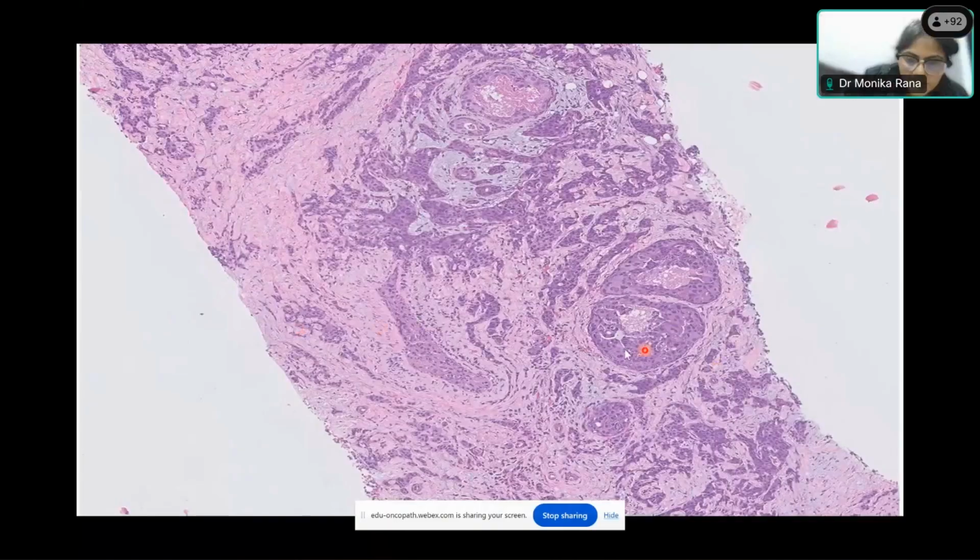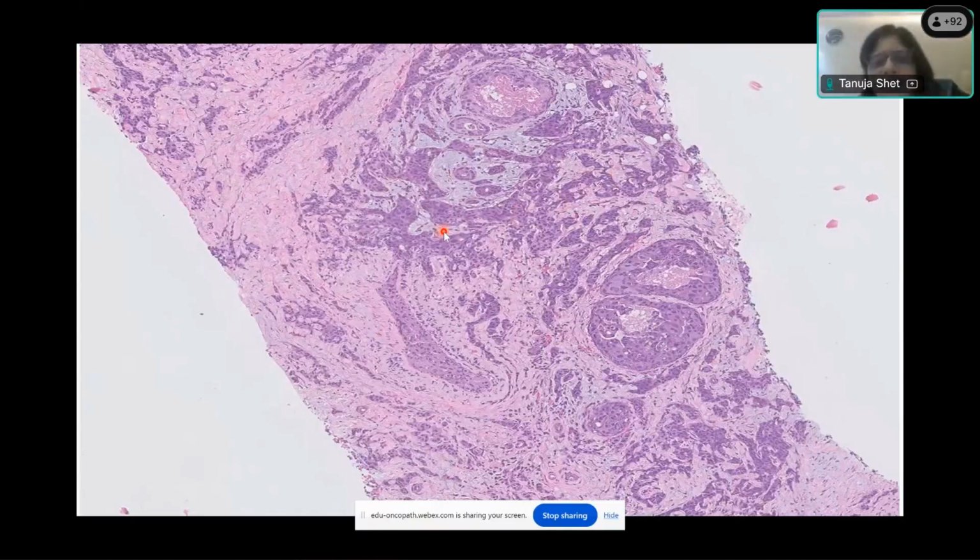DCIS, ma'am. This is DCIS. What about all this? Invasive. You said these are invasive. Yes, ma'am. Correct. So there's an invasive process. So you have invasive carcinoma with DCIS. Perfect. Now, do you want to grade it?